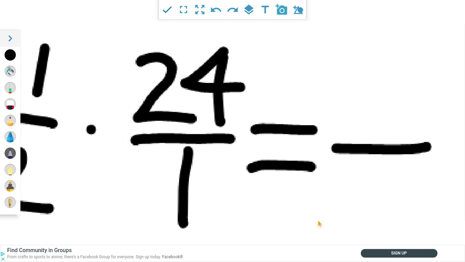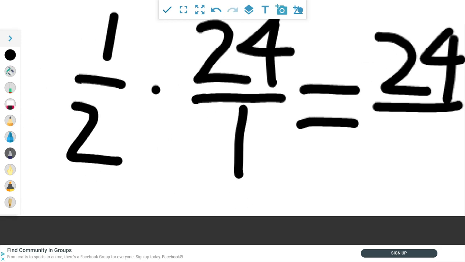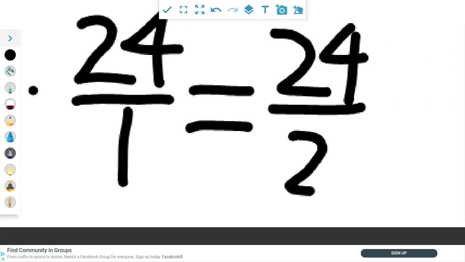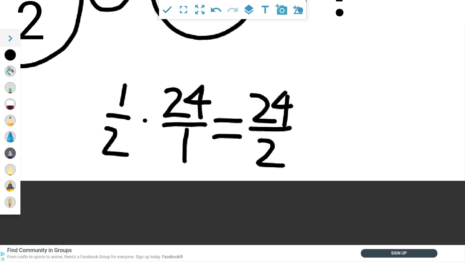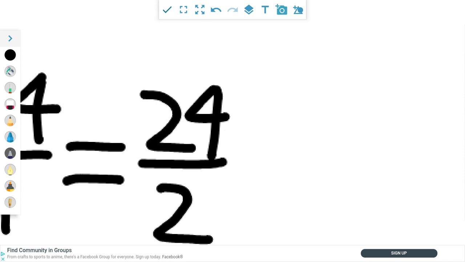fractions are easier. So 1 times 24 is 24, and 2 times 1 is 2. That's the answer that you would get, but if you want to, you'd likely have to simplify it.